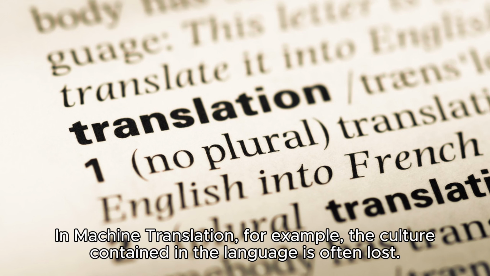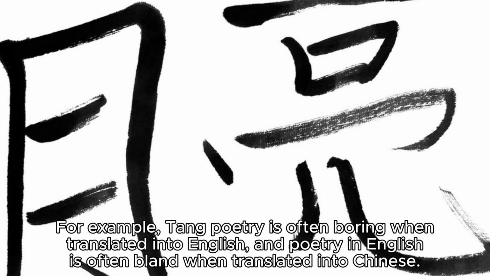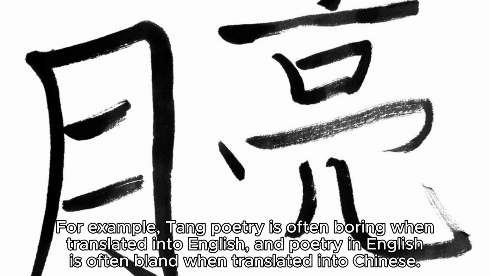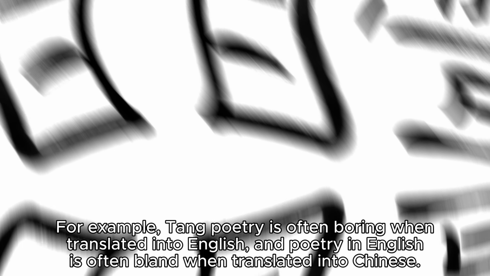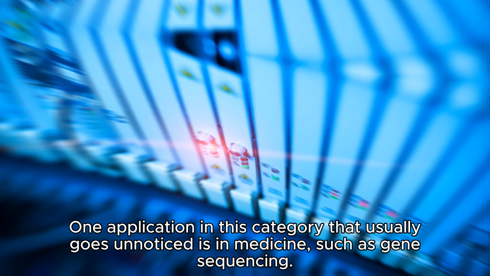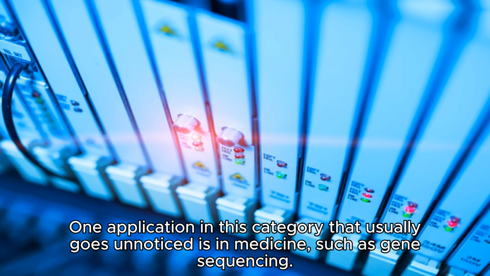However, it is worth pointing out that any form of information conversion usually loses some information. In machine translation, for example, the culture contained in the language is often lost. This is not a machine problem, but it often occurs when translating by humans. For example, Tang poetry is often boring when translated into English, and poetry in English is often bland when translated into Chinese. Some translators, who are fluent in Chinese and Western, will try to add elements of culture back, but computers can't do that.